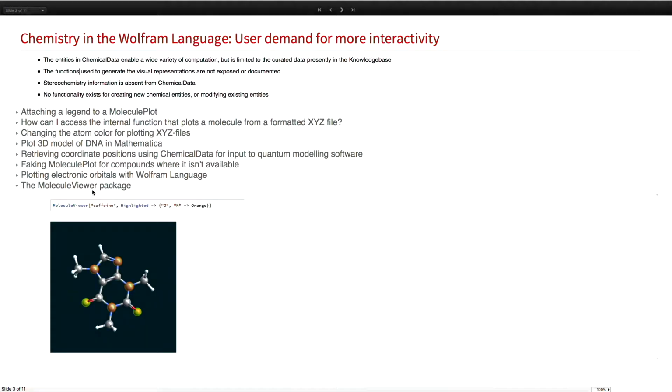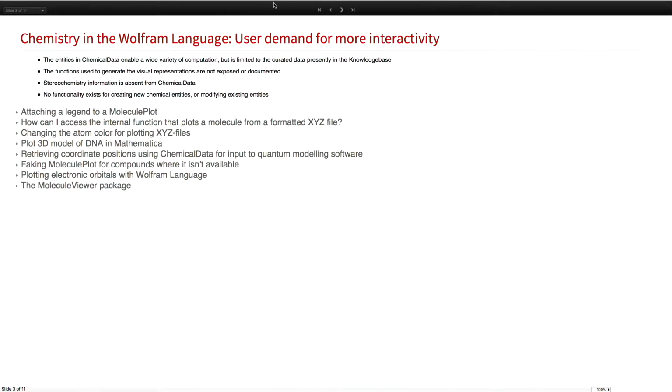A user who's actually, I think, listed as a consultant for the company, came up with the molecule viewer package. This addresses the fact that in the standard chemical data, you don't have any double bonds and you can't do highlighting. But again, it's fairly static. You have to import MOL files or retrieve information from chemical data or PubChem.